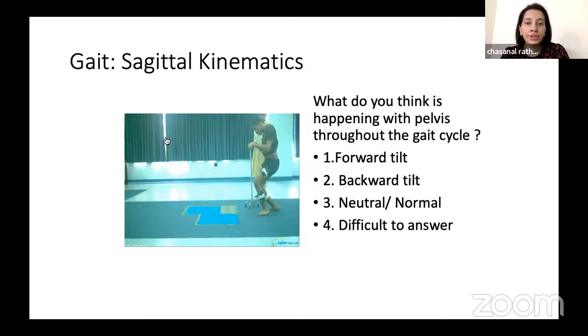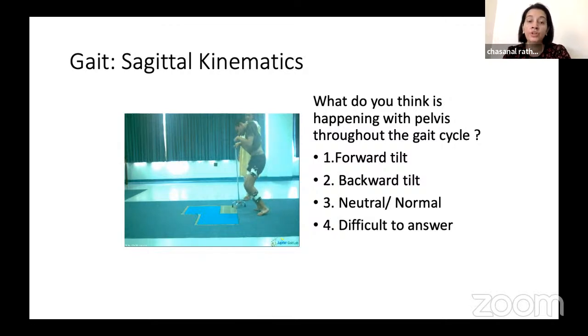So looking at this video, can you tell me if his pelvis is forward tilted, posterior, neutral, or do you all think it's difficult to answer? Now he's a thin built child, but still, quickly, what does everyone feel? Is it?